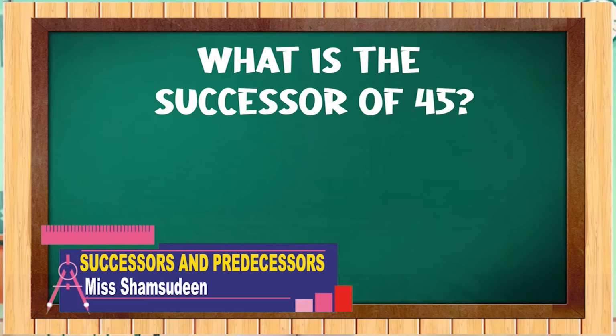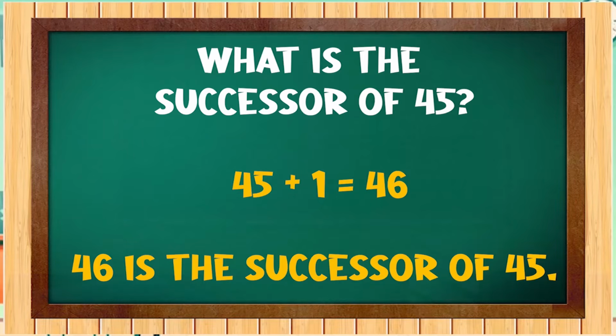Let's work some more examples to find the successors of these numbers. And this is going to help you to better understand. What is the successor of 45? Remember, to find the successor, you can simply add 1 to the number given. Or we could ask ourselves the question, which number comes after 45? Now here we see, if we add 1 to 45, which is 45 plus 1, we get 46. So, 46 is the successor of 45.